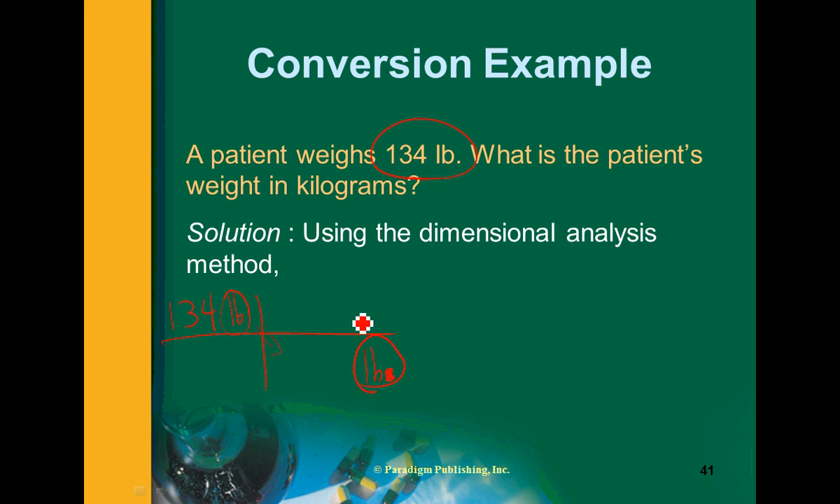We know that 1 kilogram is equal to 2.2 pounds. So then you're just going to multiply across. First you can cross out your pounds. 134 times 1 is 134. You're going to divide it by 2.2 because 2.2 times 1 is 2.2. 134 divided by 2.2 is going to equal 60.90 kilograms.